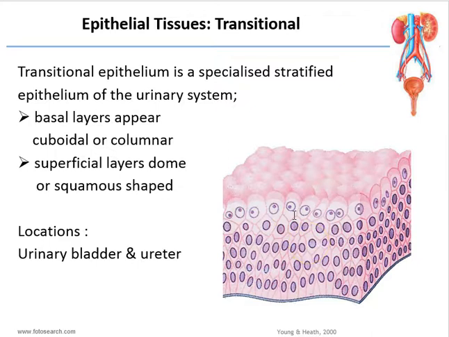However, when you start to fill the structure up with urine, so for example the urinary bladder is filling up with urine, the cells here will stretch as the organ fills and accommodates that increased volume. So the cells undergo a transition in shape from dome shape to squamous. So this is transitional epithelium, specialized for structures in the urinary system.